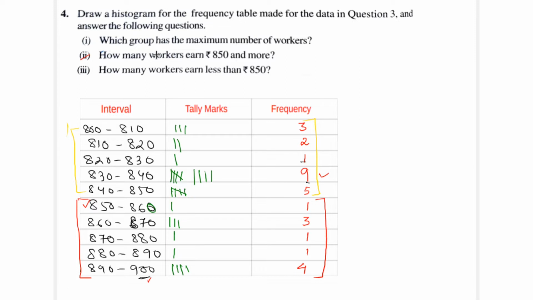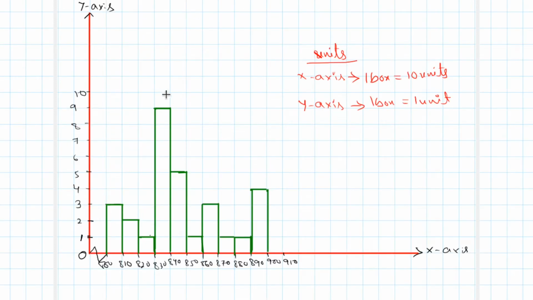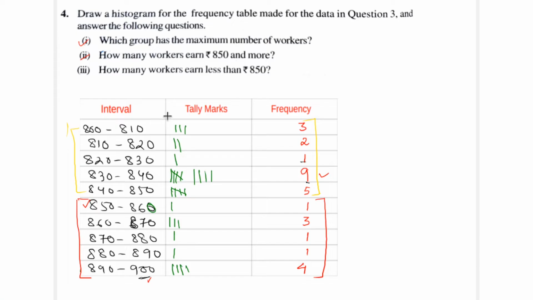Now we will answer the 3 questions from this histogram. Number 1, which group has the maximum number of workers? See here, the frequency is this one, 9. So this group has the maximum number of workers. Here we will write 830 to 840. This is the answer.